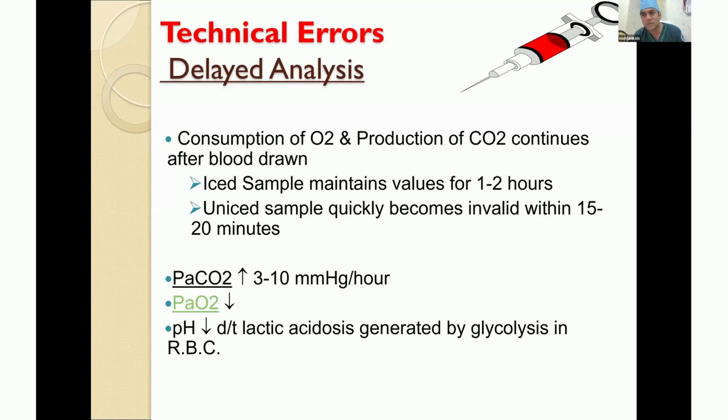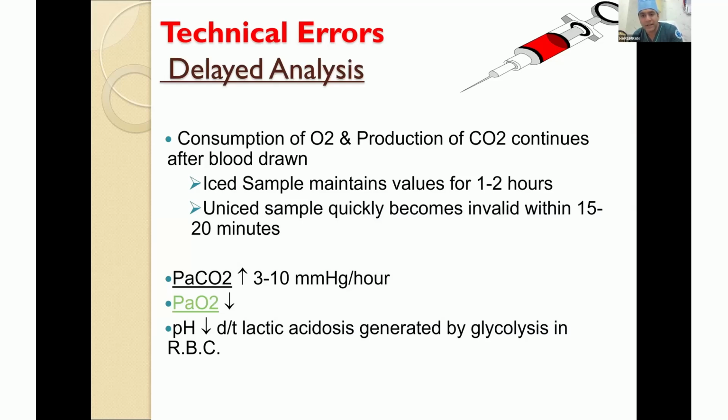So iced sample values are validated up to 1 to 2 hours. So we say that if you are not analyzing within 10-15 minutes or maximum 20 minutes, you should ice your sample and keep the temperature at 4 to 6 degrees Celsius. But uniced samples become invalid within 20 minutes. That is very, very important. So as I told you, PaCO2 production keeps on going if you're not analyzing your sample. So this becomes very, very important.